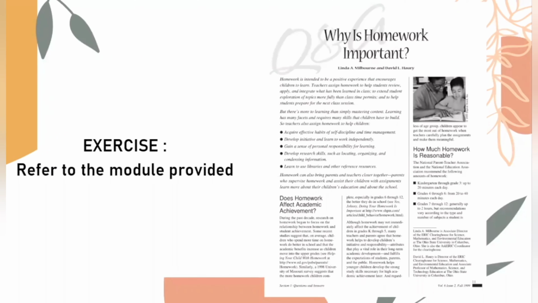Now, moving on to the exercise. This article's title is Why is Homework Important? And there are another 2 parts, which are Does homework affect academic achievement? and How much homework is reasonable? As you can see here, the repeated word from those 3 sentences is homework, which is the central idea of the article. Therefore, why is homework important, does homework affect academic achievement, and how much homework is reasonable are the main ideas of this article.